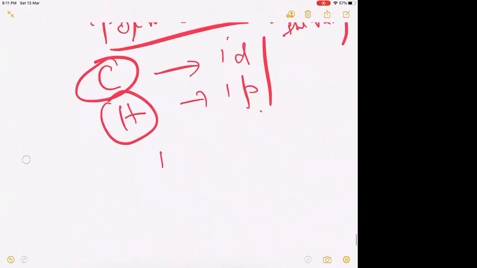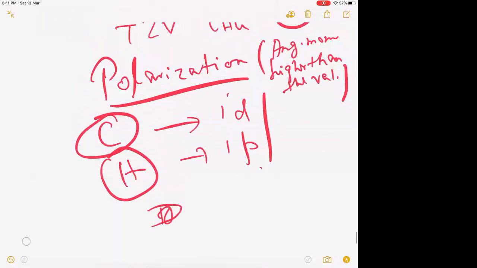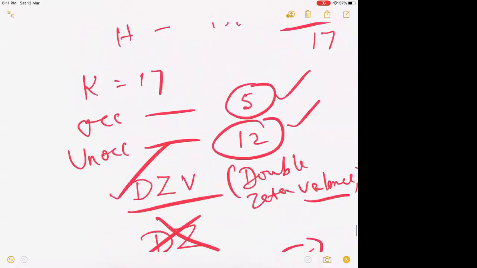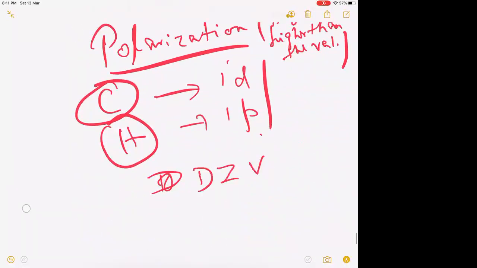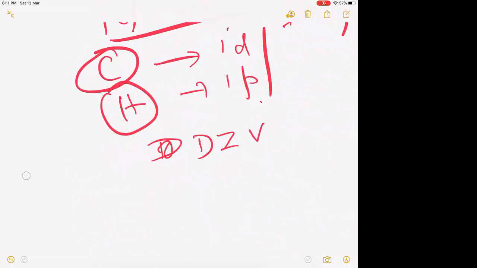Such a basis will be called double zeta. Combined with double zeta, if you use valence, then it will be called double zeta valence, DZVP, double zeta valence polarization. If you combine with the triple zeta valence, this will be called TZVP. Again, many of you have seen these basis sets in the literature.